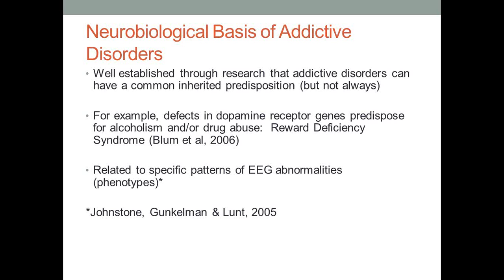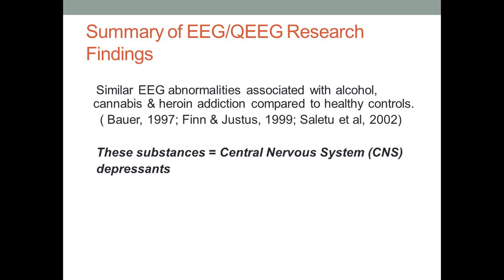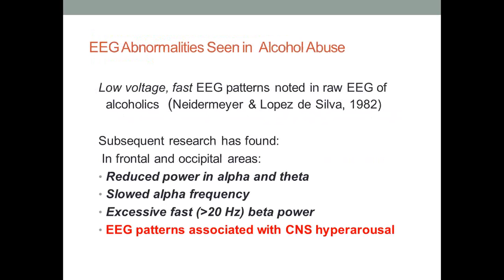We can see that it's also related to specific patterns, that the basis of addictions can be related to specific patterns of EEG abnormalities or phenotypes, and this was brought to our attention through the research of Dunkelman, Johnstone, and Lunt. We'll also see a summary of EEG, QEEG research findings that there are similar EEG abnormalities associated with alcohol, cannabis, and heroin addiction, and the Bauer study talked about this. Basically, these substances are all central nervous system depressants, as we know.